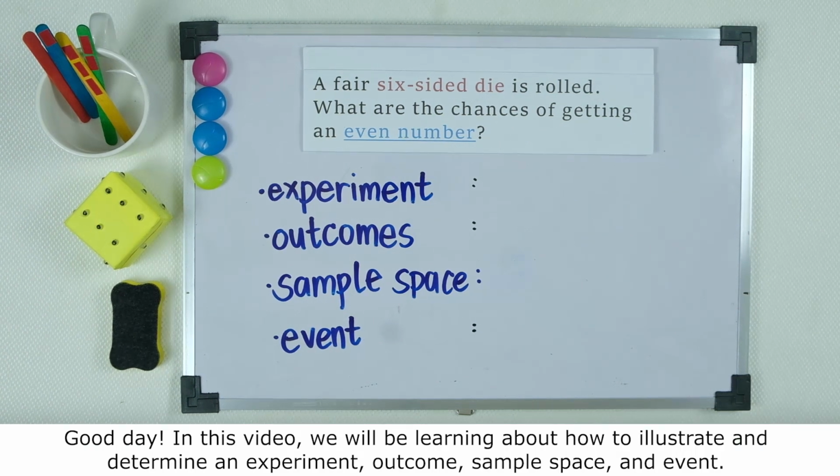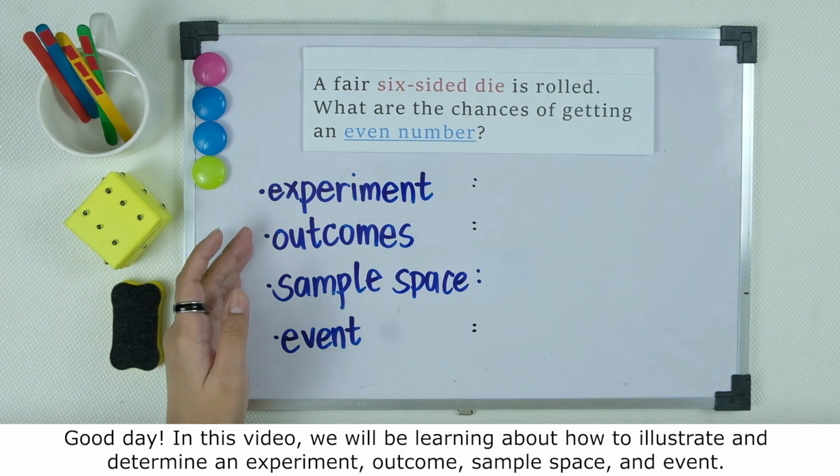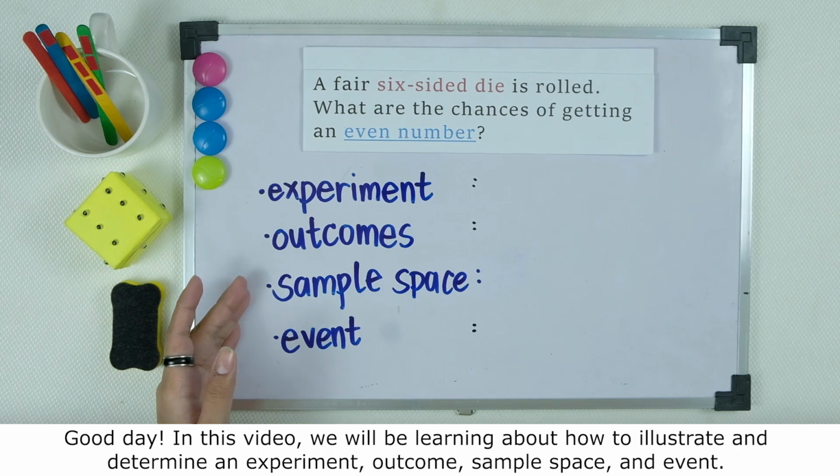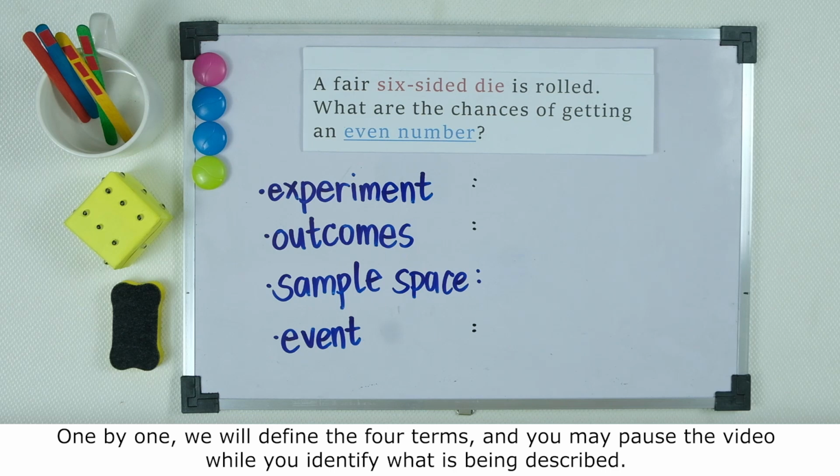Good day. In this video, we will be learning about how to illustrate and determine an experiment, outcome, sample space, and event. One by one, we will define the four terms, and you may pause the video while you identify what is being described.